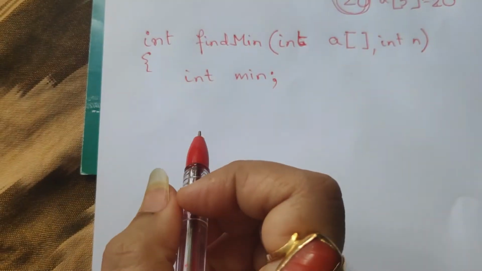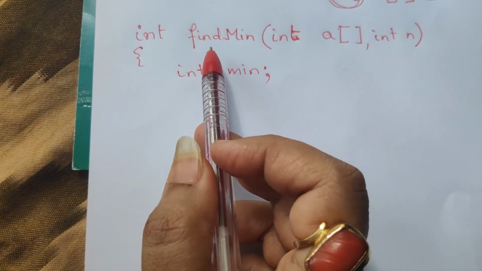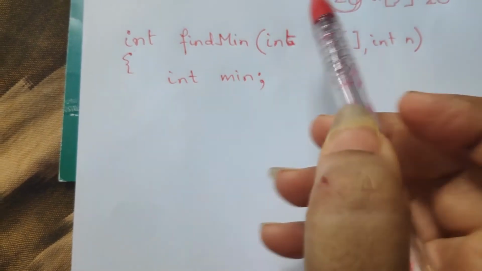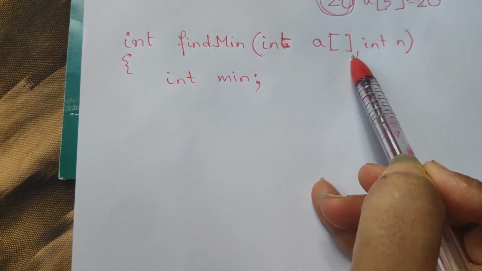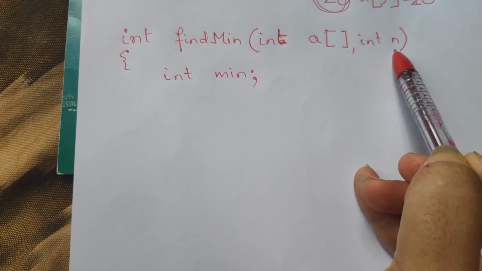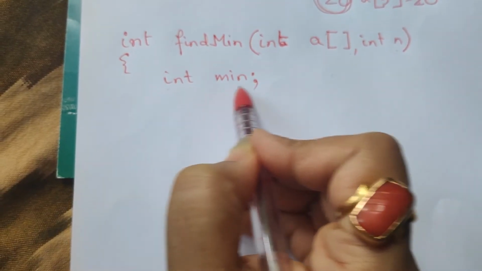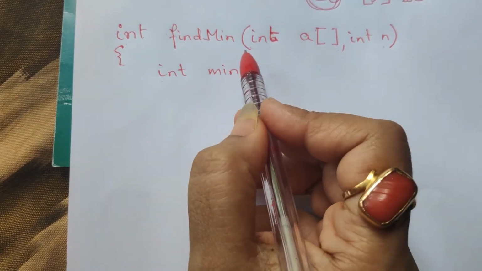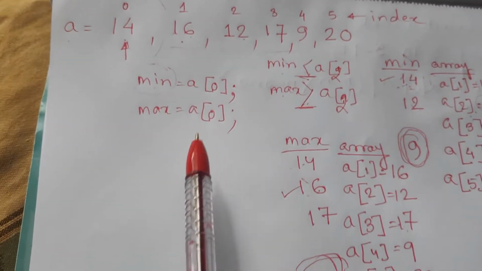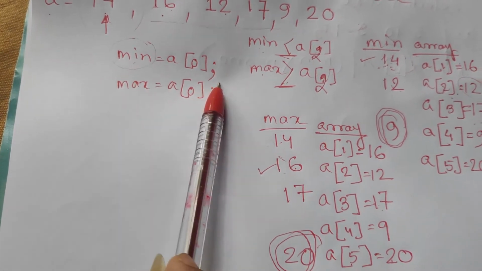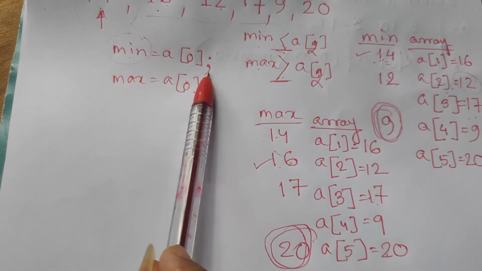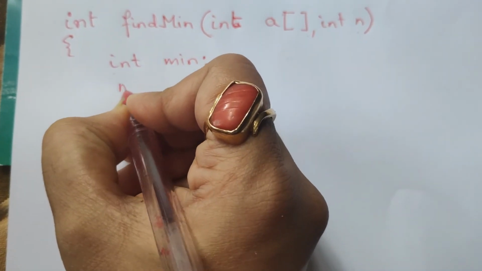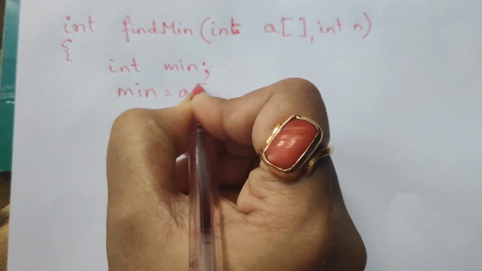Now let us come to the function. So you see int findMinimum is my function. Over here I have taken an array and I have taken the size of the array. Int minimum is the variable which is going to store the minimum number. Now as I have already shown you in this method, we will initialize minimum with the 0th element of the array. So the same thing I am going to write over here. Min is equal to A0.